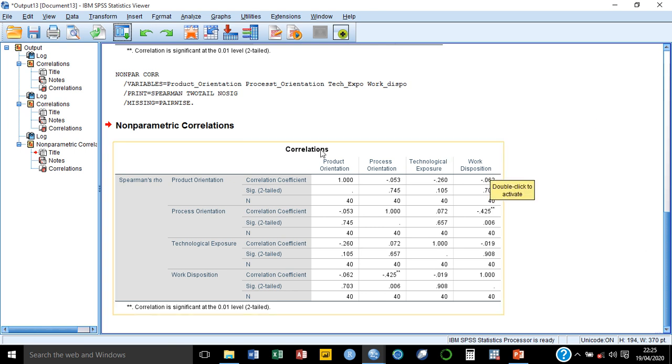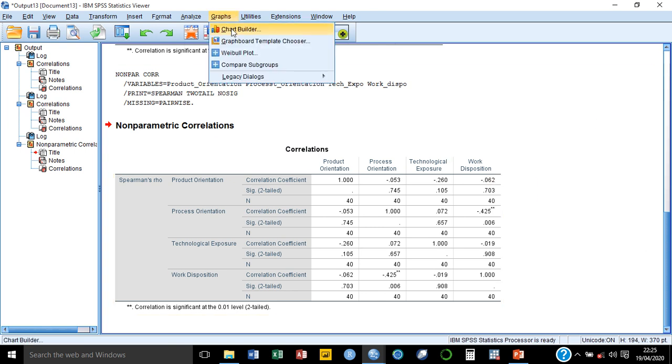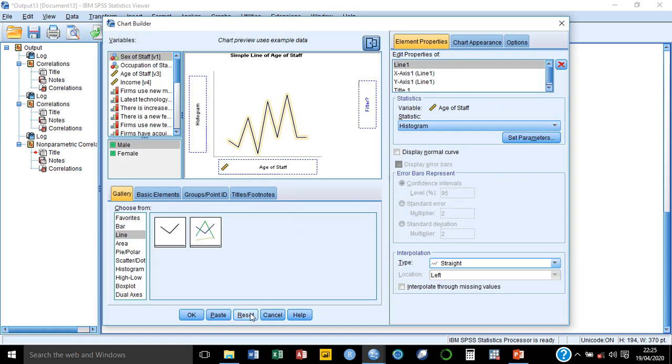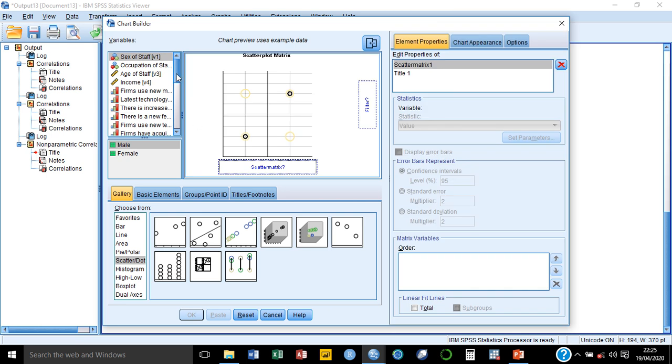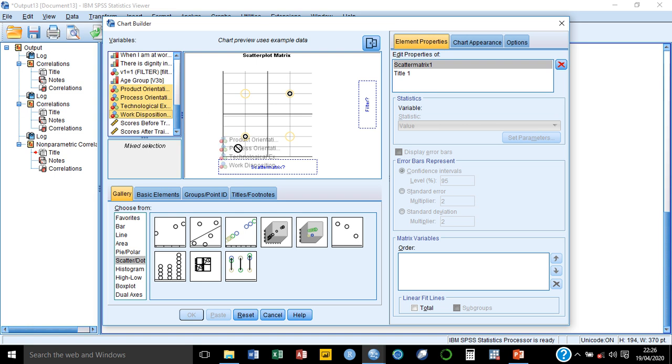Alright, so now let me show you just one thing. Chart builder. Okay, I want the correlation matrix reset, scatter or dots. So I want the correlation matrix, and I'm going to pick all those variables. I want to see them. 2, 3, 4. Drag them here. Okay, I think I have to change them.